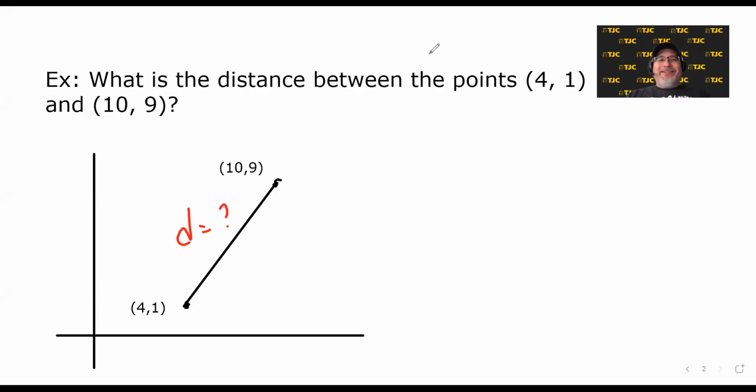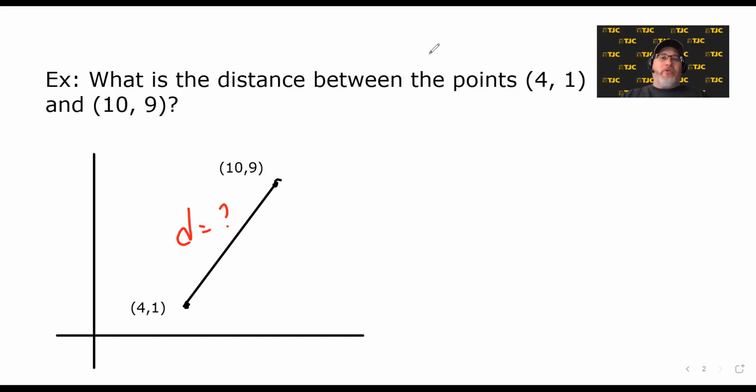It seems like the distance should depend upon the location of the points, which it does. And the location of the points each depends upon their X and their Y coordinates. So I guess really what we're trying to figure out is how can we take the ordered pair (4, 1) and the ordered pair (10, 9), use those 4 numbers to calculate the distance of the line segment connecting those 2 points. Well, there's a trick to this, or at least a trick to developing the formula.